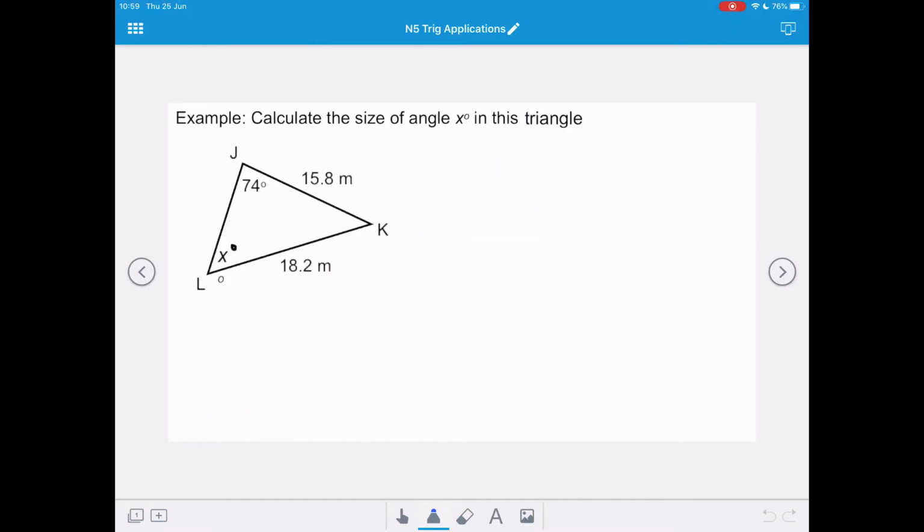So in this example, we want to calculate the size of angle X in the triangle shown in the diagram. So we've got triangle JKL. And angle X is at angle L in this diagram. So our sine rule for angles is the sine of angle A over side A equals the sine of angle B over side B. So going back to our diagram, we've got angle X, which is opposite the 15.8 meters.